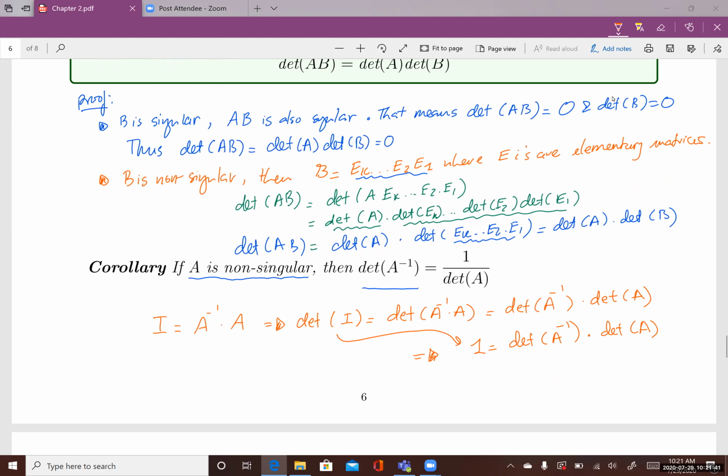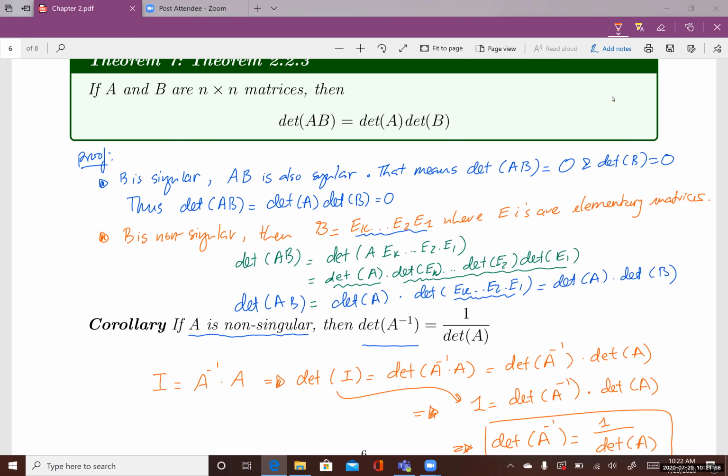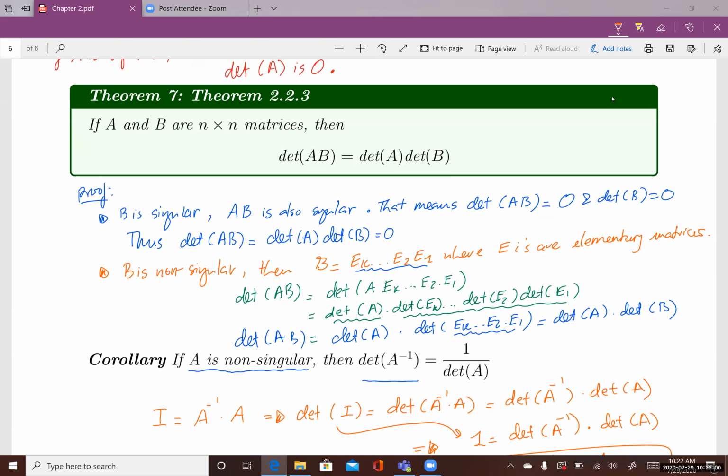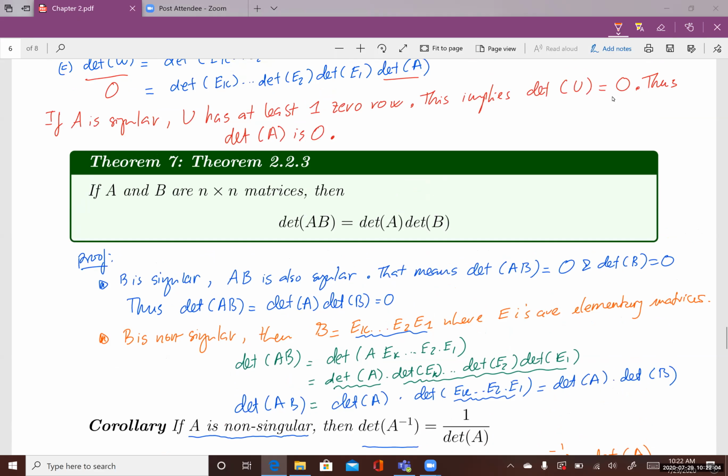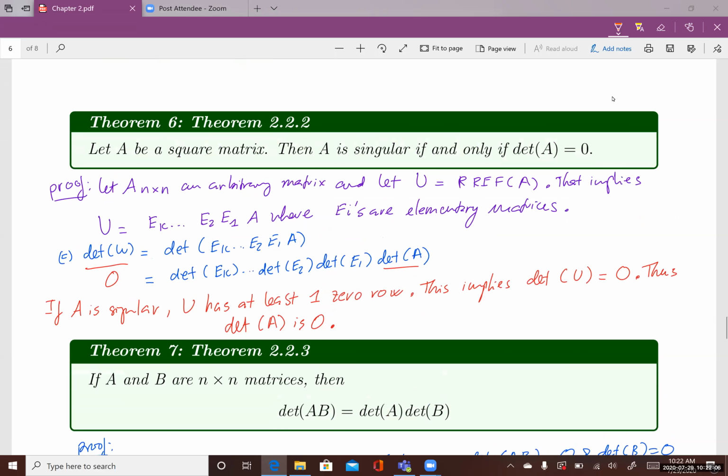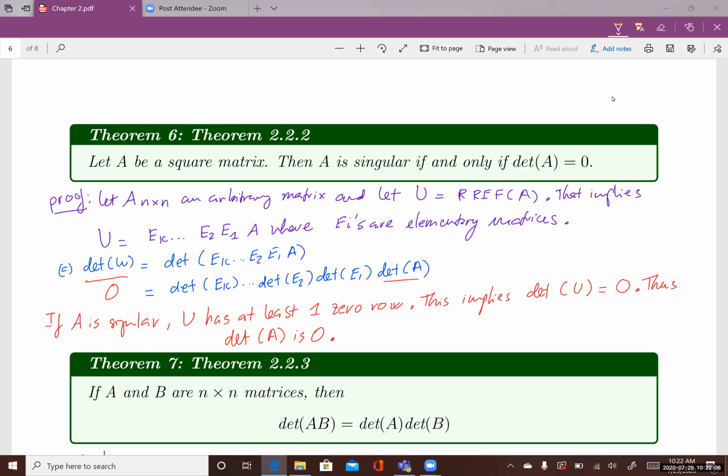So that means the determinant of A inverse equals 1 over the determinant of A. This is how you want to show this corollary. Keep in mind, in the determinants, the determinant of A times B equals the determinant of A times the determinant of B. If A is singular, then the determinant of A should be 0.